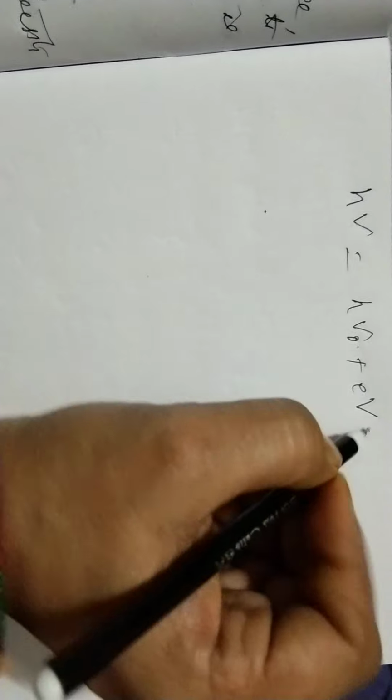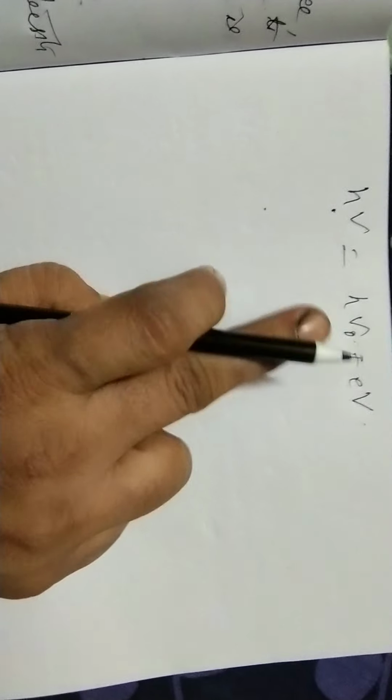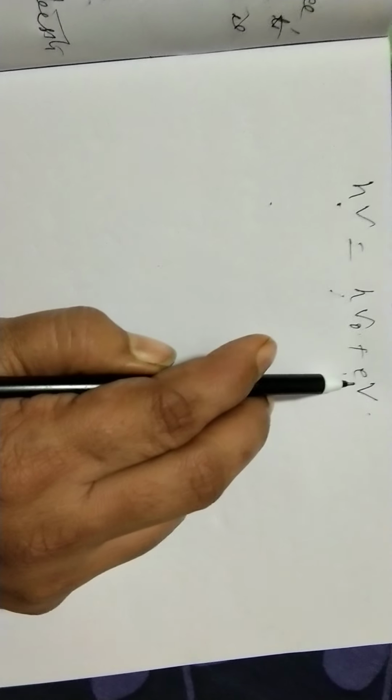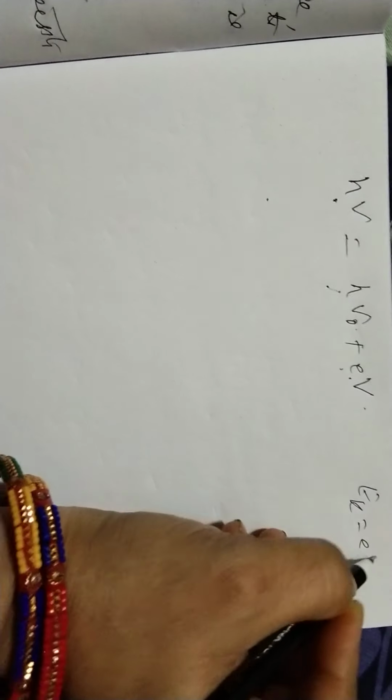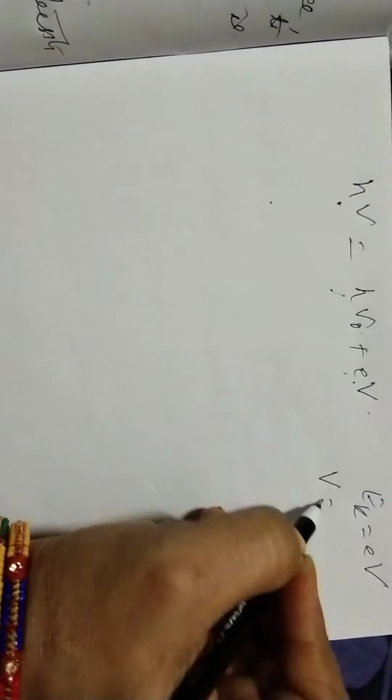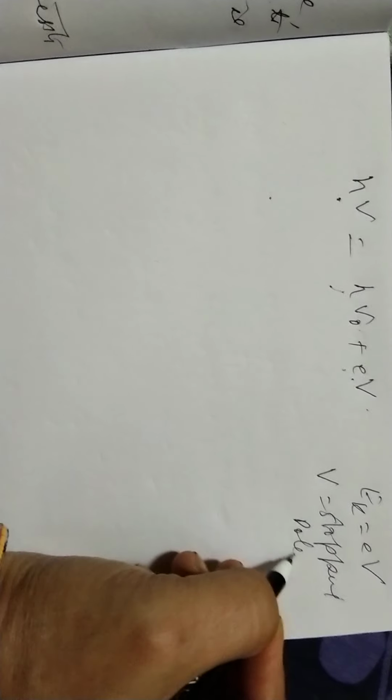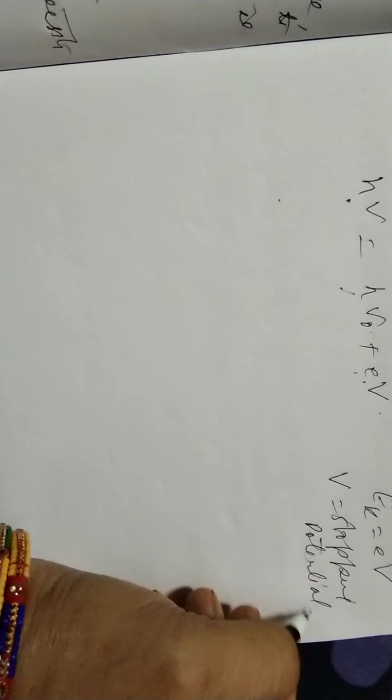What was the Einstein equation? We had the condition h nu is equal to h nu naught plus EV. That is the amount of energy used, this is the work function, and it is the kinetic energy. We had taken the kinetic energy EK as equal to small e capital V. Capital V is the stopping potential. And I had already explained what is stopping potential.